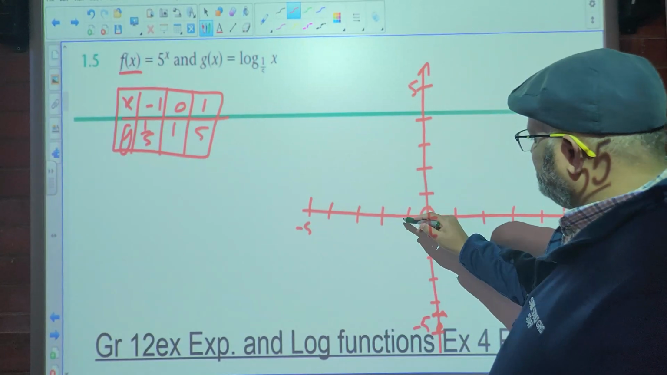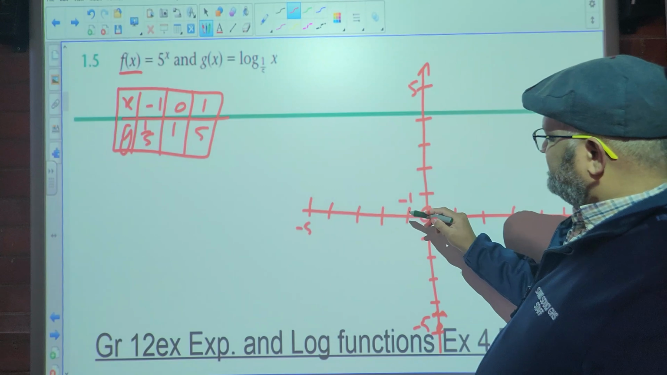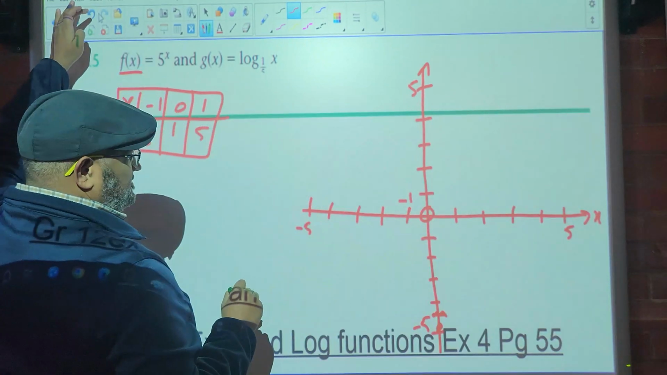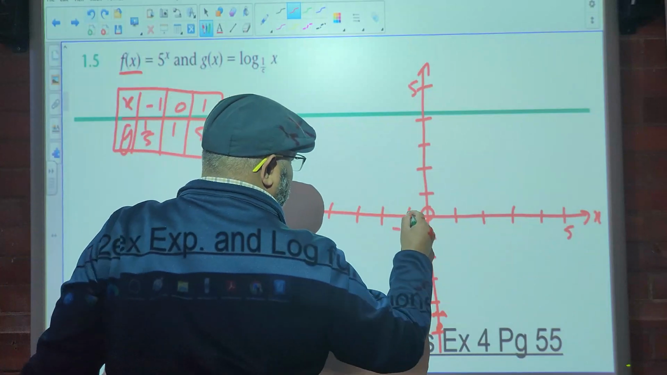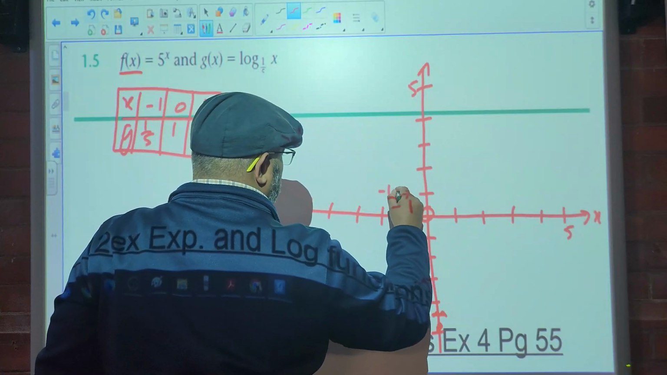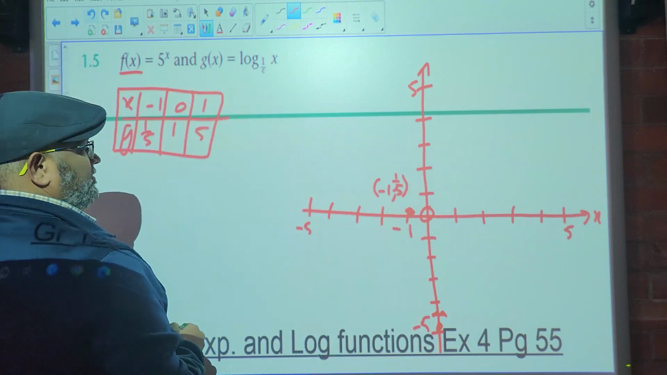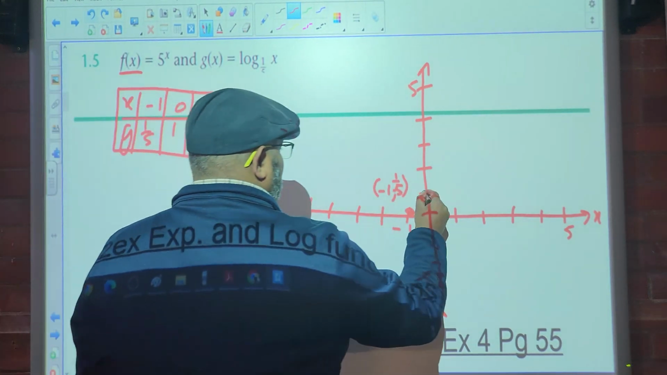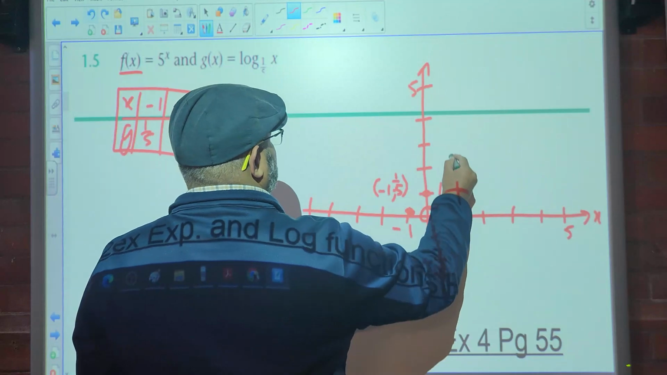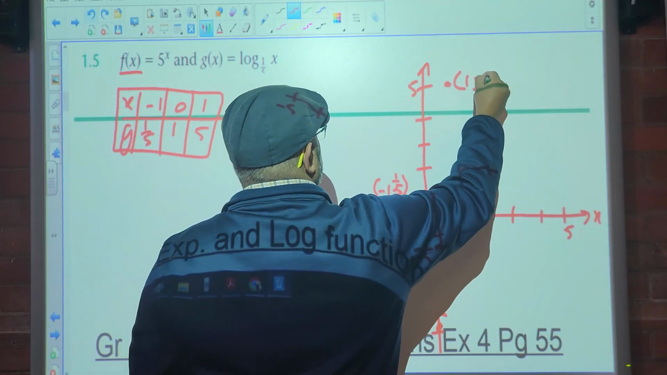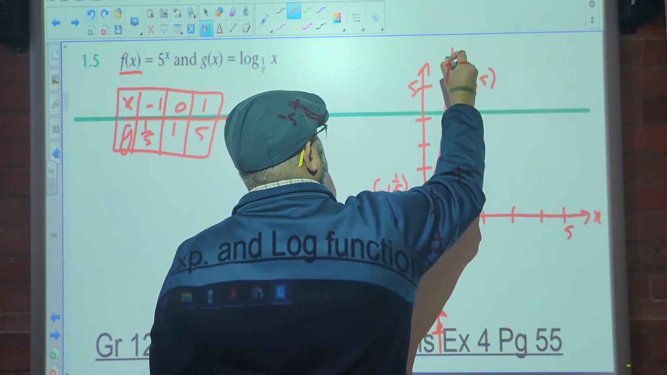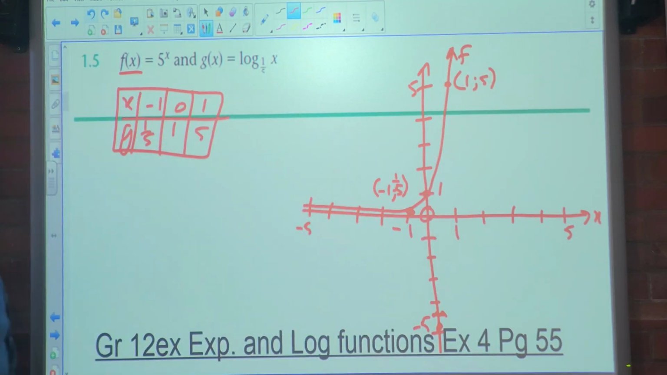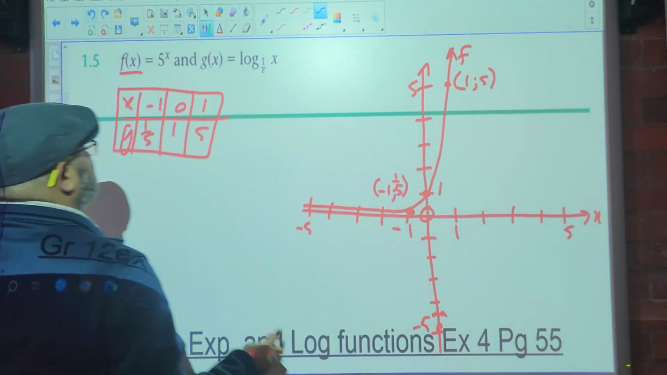So negative 1 gave us a fifth, the value very close to your x-axis. 0 gave you an answer 1, 1 gave you an answer 5. So again, the graph comes close to the axis, does not touch, and this is the graph of f. You see that, people? And look at g.